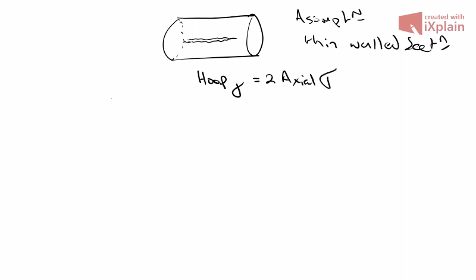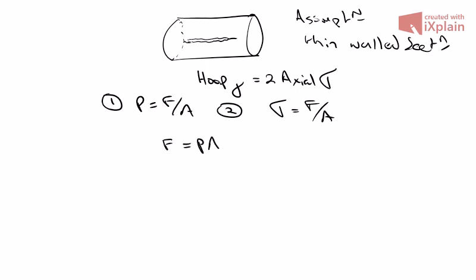So two things we need to know: one, pressure is equal to force over area, and two, stress is equal to force over area. So if we equate those, we can say that force is equal to pressure times area, which is equal to stress times area. So we see that and that, we get an equation.